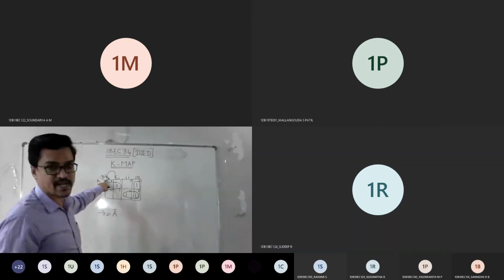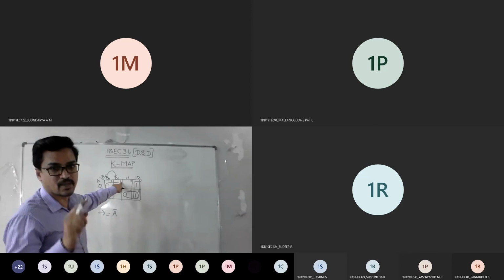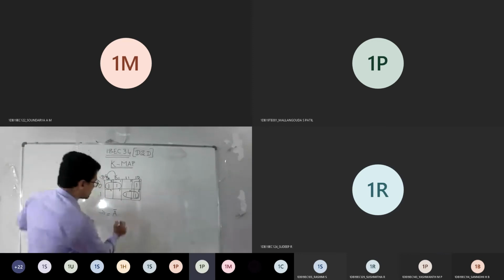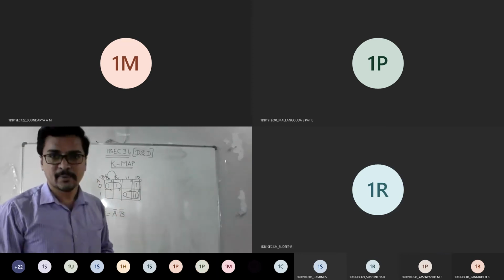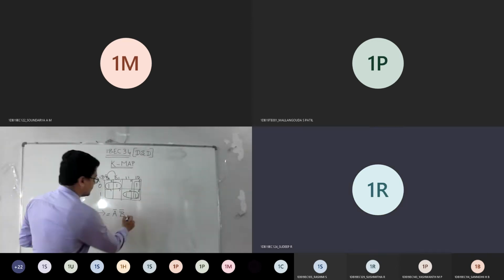So I can write this 00 as B bar C bar. Here B bar C. So we know C bar we can treat as 1 in this, and left out is B bar. So that's why we write it as B bar. So A bar B bar is what we can expect from this. Okay. Plus.